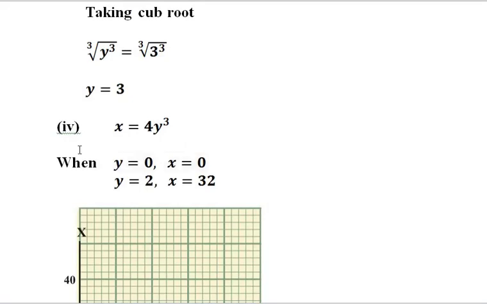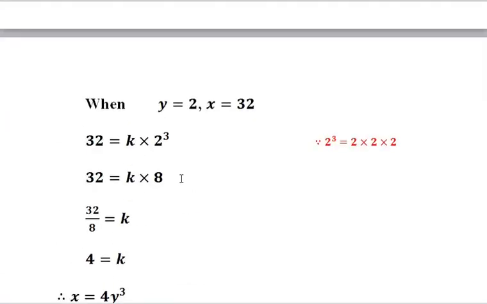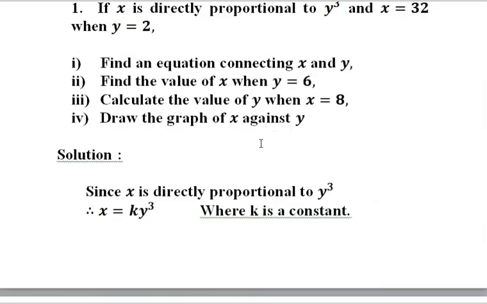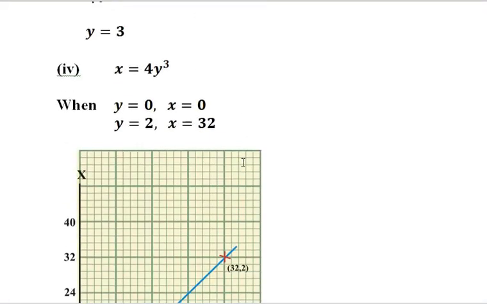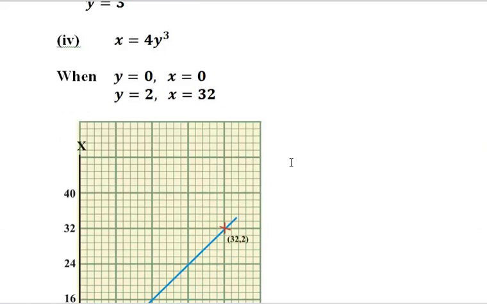So now last part from this question is to draw the graph of x against y. Okay, now in order to plot the graph of the equation x equals 4y cube, we must select various values for the variable x as input, which will yield corresponding values for the variable y.